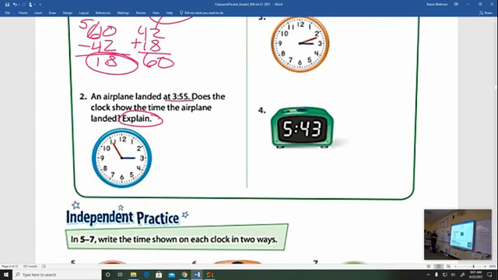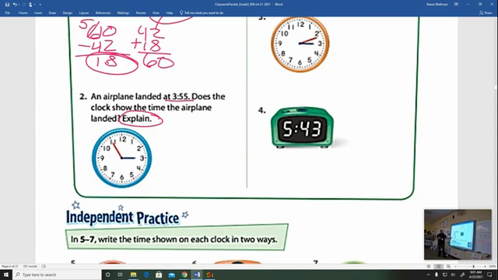Because it would be closer to 4 if it was 55 minutes. That is exactly right. So how could you say that as a full sentence and restate? The airplane landed at 3:55, and if it was 3:55 on the clock, then it would be closer to 4. That's right. The shorthand would be closer to 4.